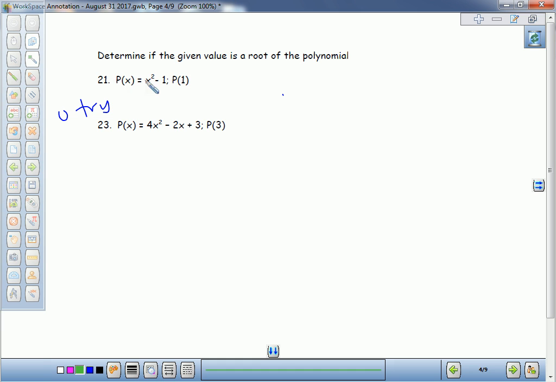So this says P of x is x squared minus 1. Determine if the given value is a root. So when we plug in 1, we get 1 squared minus 1 is 0. Is x equals 1 a root of this polynomial? Yes. x equals 1 is a root. You just plug it in. All right, you try 23.